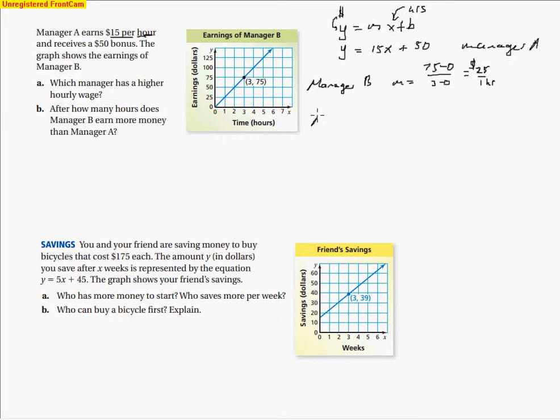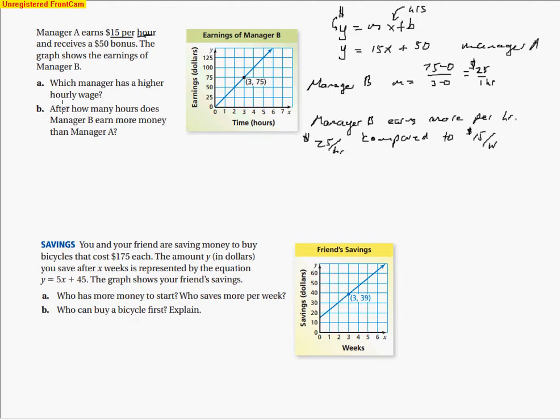So manager B earns more per hour, $25 per hour compared to, and then it was $15 per hour. Oops, wrote that right over the 1 there, $15 per hour. And so let's take a look at the next one.